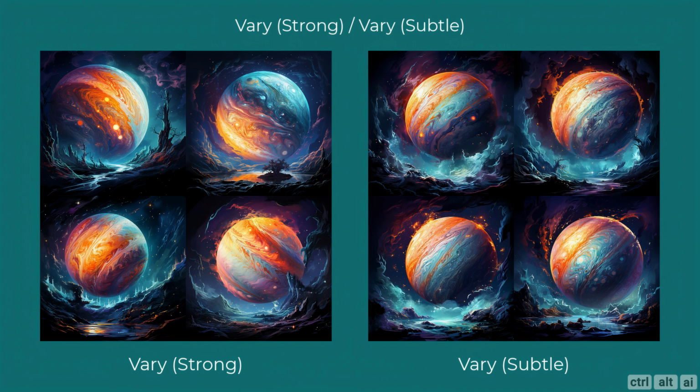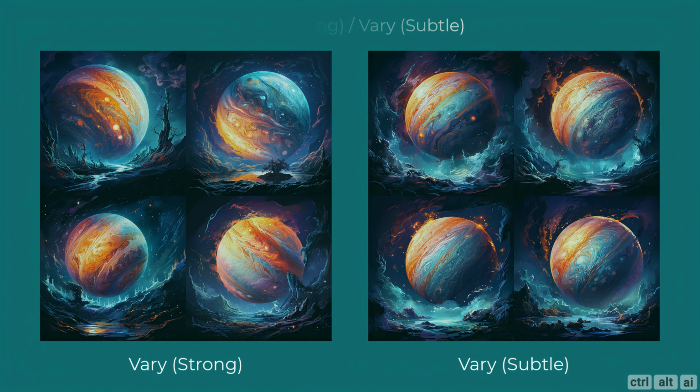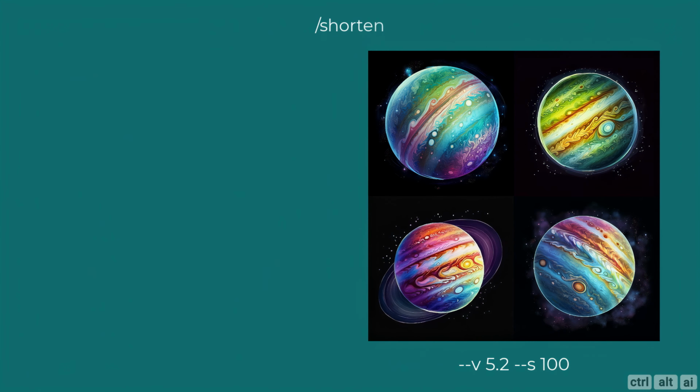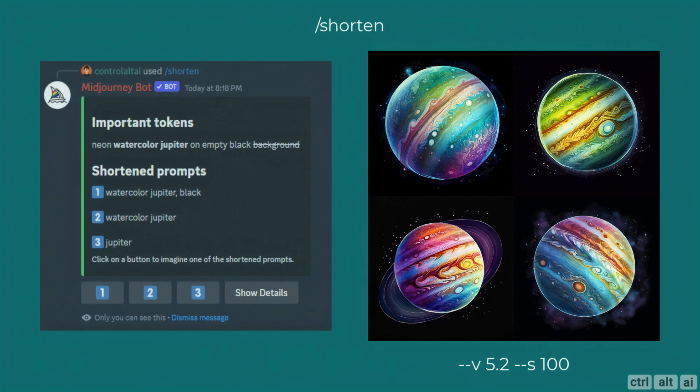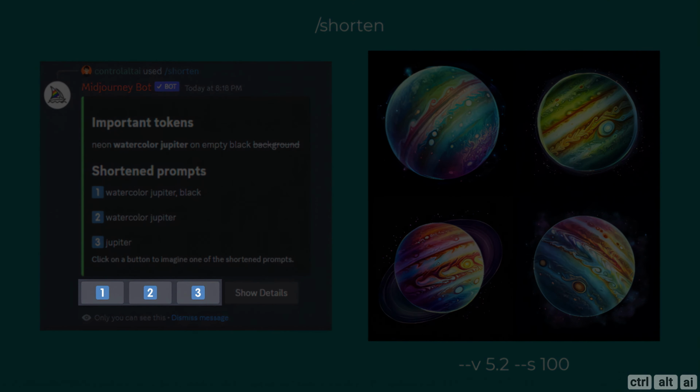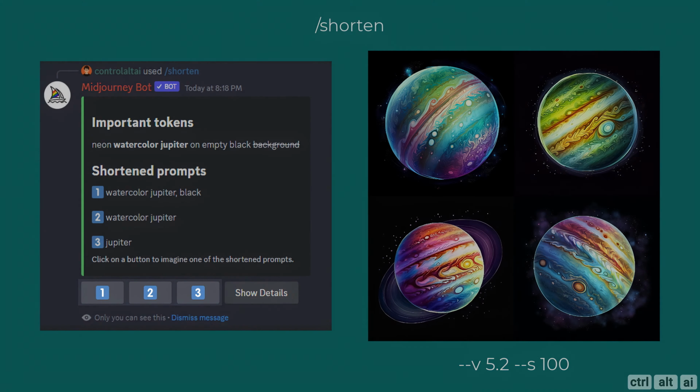I want to talk about the /shorten command, so let's return to version 5.2 Jupiter image with Stylize 100. Now, I use the command /shorten and then hit enter. It shows me a dialog with important tokens. And it gives me 3 buttons to generate images based on the shortened prompt.